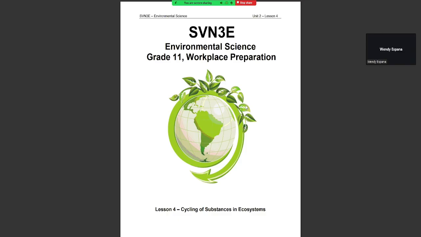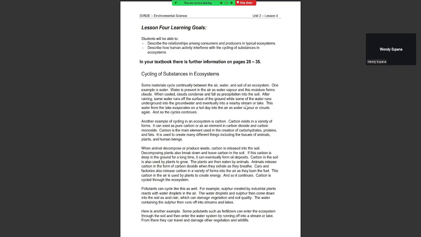All right, so in the booklet, it's page 17 of Unit 1. And if we go down in the booklet, we'll see we have 4 learning goals for tonight. It says students will be able to describe the relationships among consumers and producers in typical ecosystems. So we're going to have to go through what consumers and producers were, as well as let's have a little talk about what ecosystem means, and describe how human activity interferes with the cycling of substances in ecosystems.